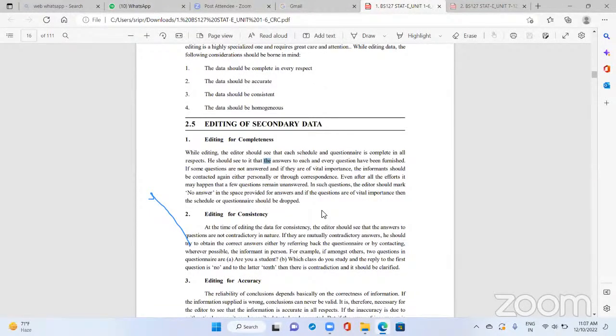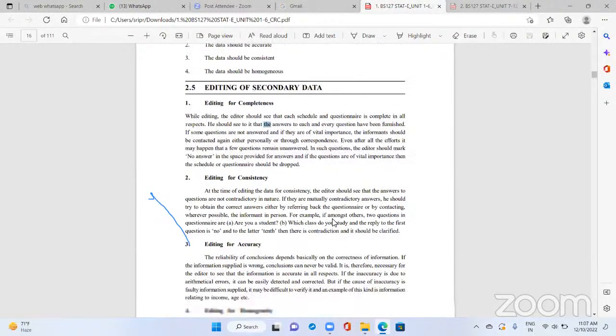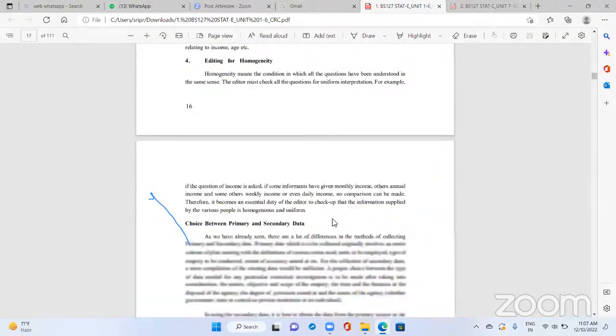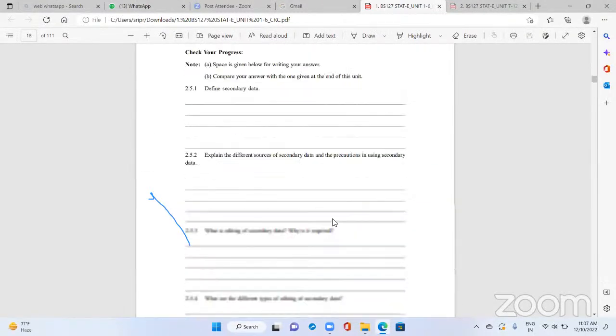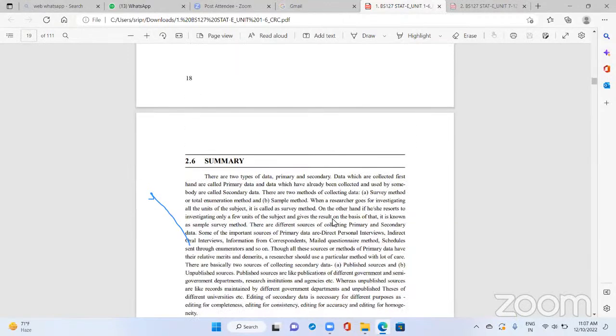So, editing of secondary data: editing for completeness, editing for consistency, editing for accuracy, editing for homogeneity, and the difference between primary and secondary data. So, this is the secondary data.